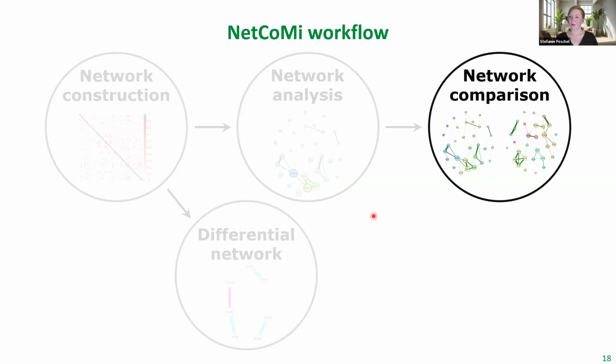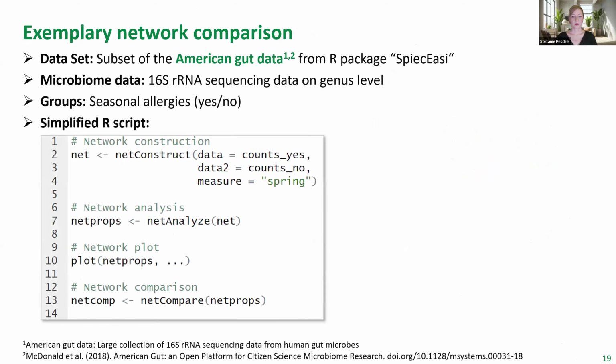Okay, and as mentioned before, there's also the possibility to compare two networks between two groups. Here, we want to look at an exemplary network comparison for a subset of the American Gut data. So this is taken from the SpeakEasy package. The American Gut data is a large collection of 16S rRNA sequencing data. And I used these data on genus level. For this example, I just wanted to compare subjects with seasonal allergies versus subjects without seasonal allergies.